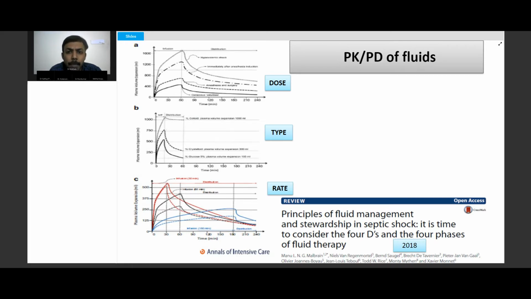What about the type of fluid? This is what the body does to the fluid, the kinetics, based on the type of fluid. That is the second one, where we give colloids or crystalloids. The topmost one is the expansion response after a quick 20-minute 1 liter bolus of colloid, where almost everything is retained and it slowly falls by the end of 1 hour. The second one is when we give Ringer's lactate: almost 700 ml, about three-quarters, is retained, and it quickly falls by the end of 1 hour.